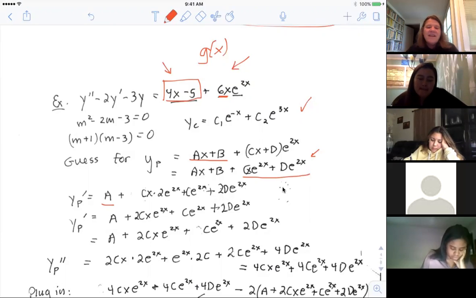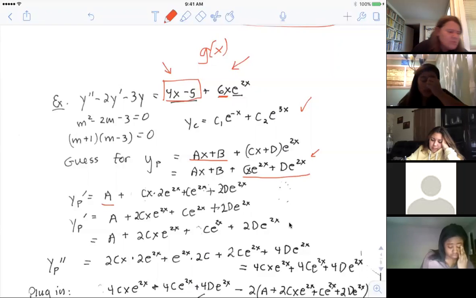Now, this gets a little messy, but again, we just go through and take the derivative. I thought I was simplifying it, but there wasn't much to simplify. So a plus 2cx e to the 2x plus c e to the 2x plus 2d e to the 2x. Okay, so there's my y prime on the last line there.